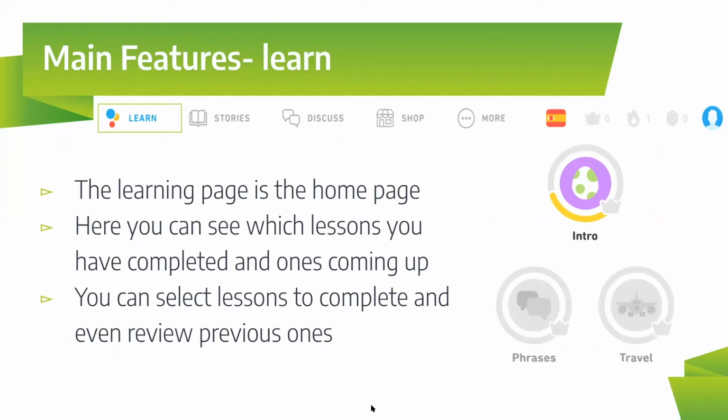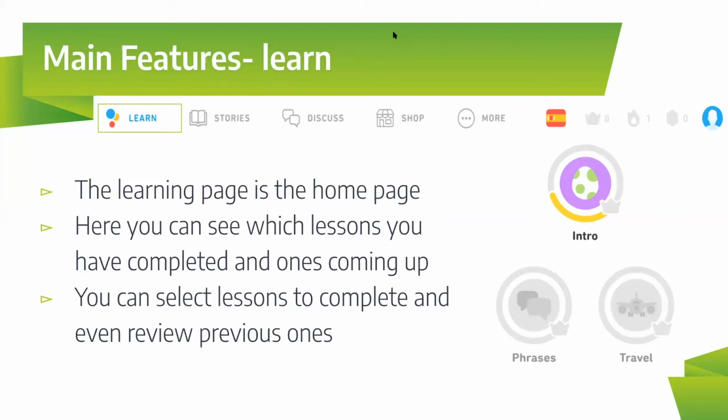So the first section I will be talking about is Learn, and it is outlined in the green box in the small bar. The learning page is the home page of Duolingo. Here you can see which lessons you have completed and ones that are coming up. You can also select lessons you want to complete and even review previous ones.